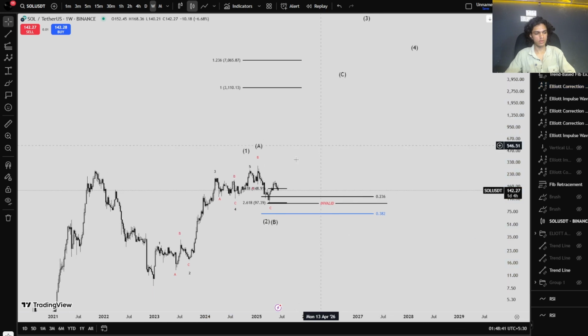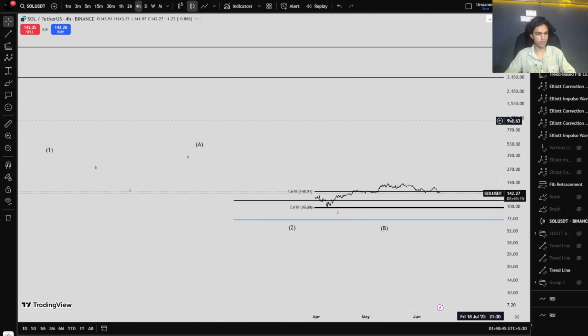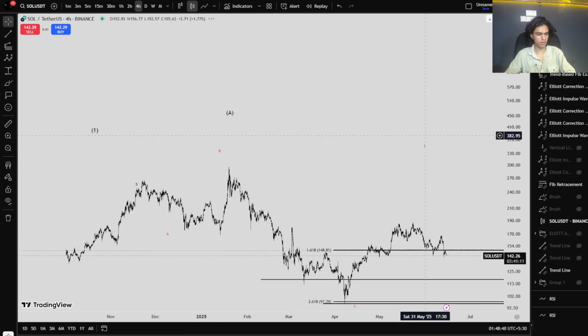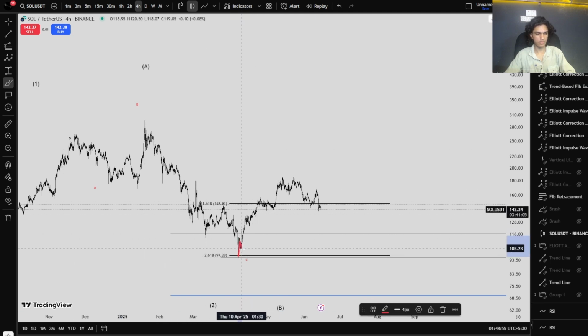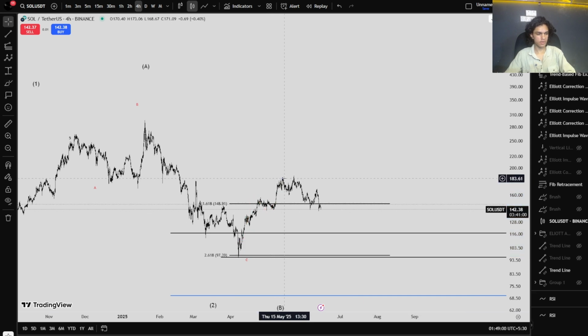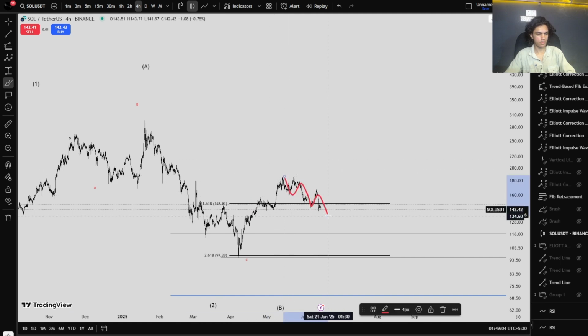If you go for the lower time frames, let's go for the lower time frames. We had this impulsive move, right? If you see in the weekly chart, this is an impulsive move, 1, 2, 3, 4, 5. Okay, so this is a correction wave here. This is a correction wave, some correction wave here.